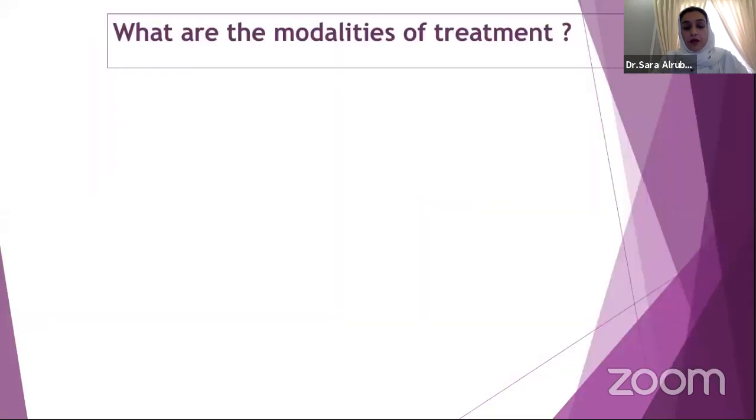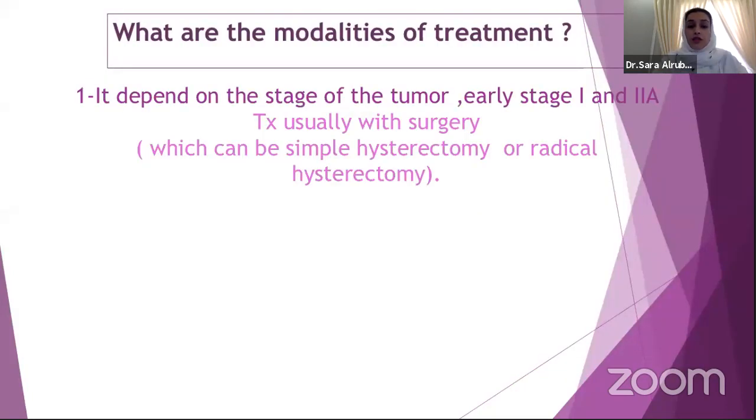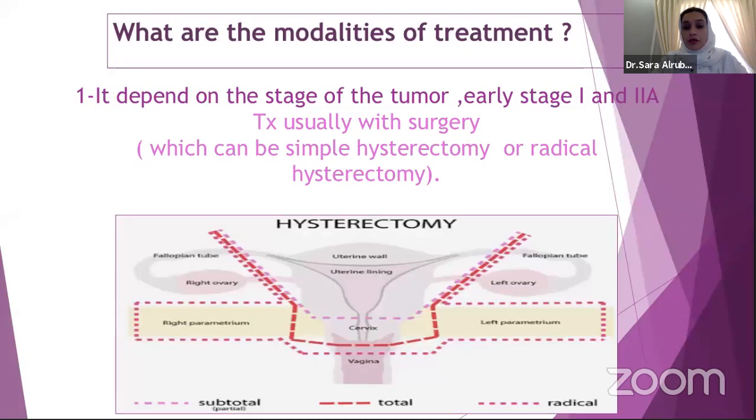Okay, now what are the modalities for treatment? As I mentioned, if your patient is diagnosed in early stage, you will do either a simple hysterectomy if she's stage 1A1, which is a small lesion, but if it's higher than this, you will go for radical hysterectomy. Radical hysterectomy means that you have to remove the parametria of the cervix, and the parametria is the fascia covering the cervix and extending laterally to the pelvic side wall.